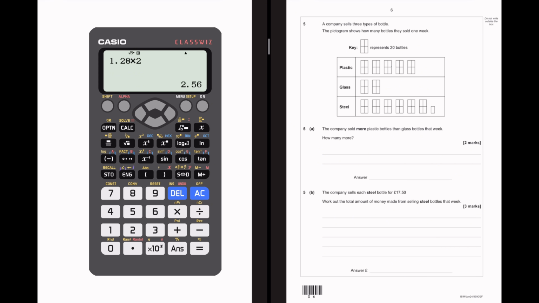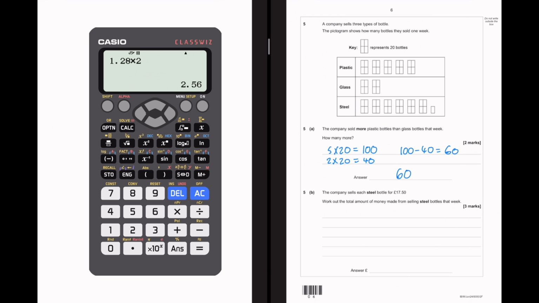And we've got 1, 2, 3, 4, 5. So if we do 5 times 20, this will give us how many plastic bottles there are. So we've got 100. And then for the glass bottles, we've got 2 of these. So 2 multiplied by 20 is equal to 40. So in total, to get how many more, we're going to do 100 subtract 40, which is equal to 60.